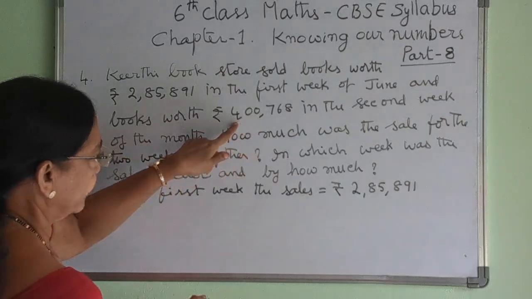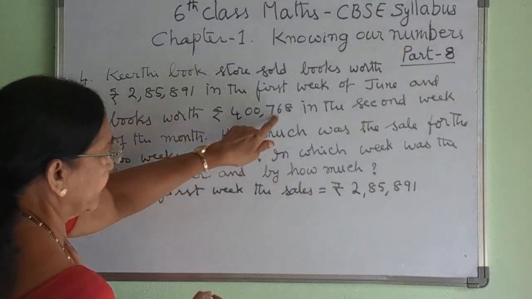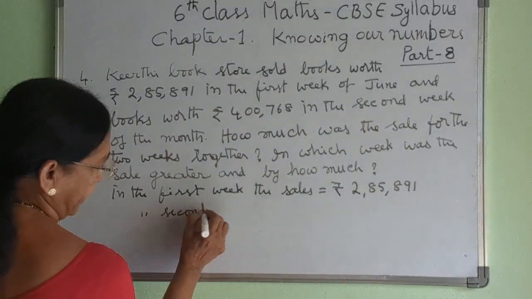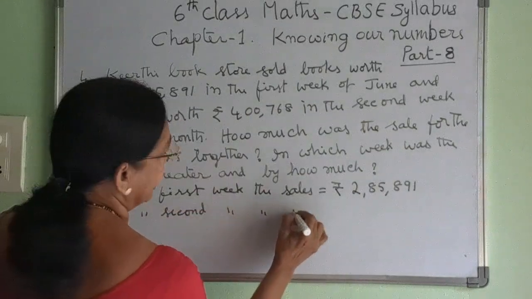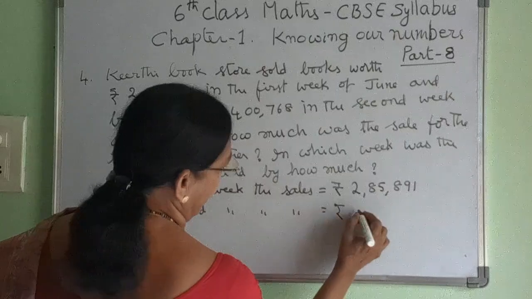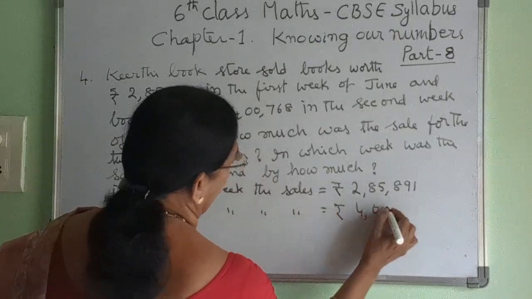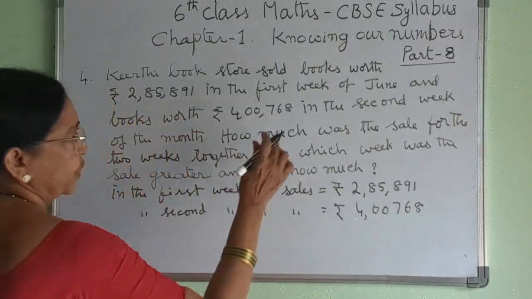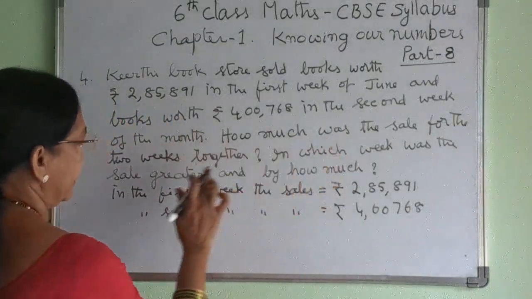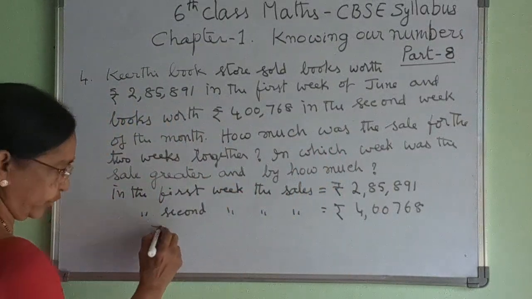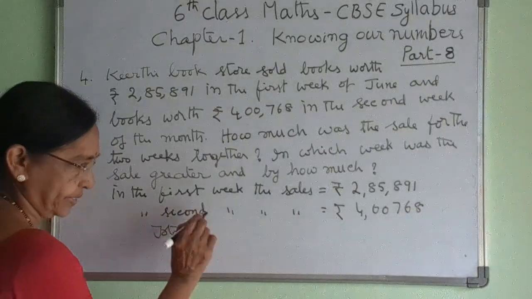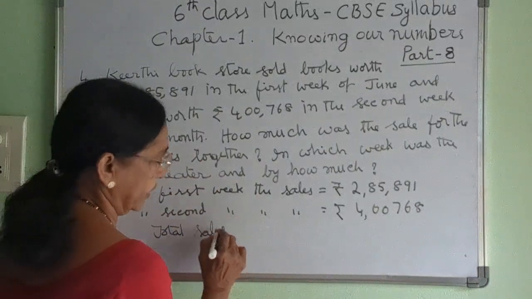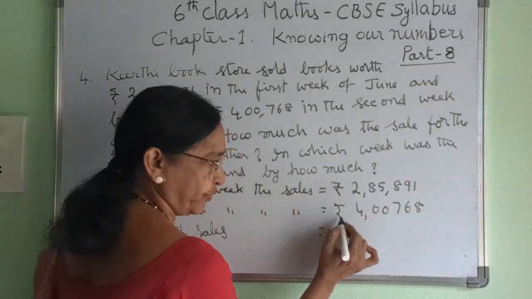And in the second week, the sales is equal to rupees 4,00,768. So, how much was the sale for the 2 weeks? Therefore, total sales in the 2 weeks is equal to the sum of these two numbers.